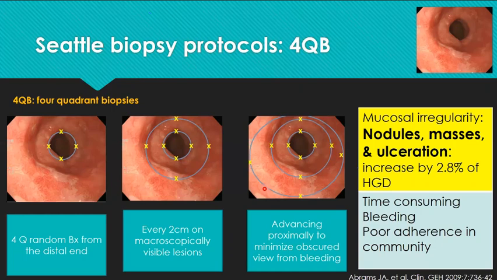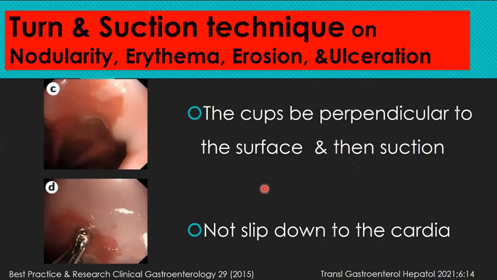So this is a very serious issue. That's why the American College of Gastroenterology requires the turn and suction technique. I love this technique; every day I follow it. Whenever I push out the scope, I always make a 90-degree, perpendicular angle, so the two cups must be located perpendicular. Otherwise, it always slips down to the cardia, which is horrible.